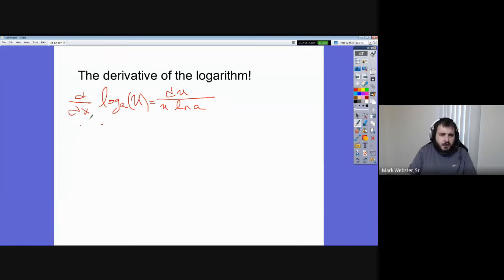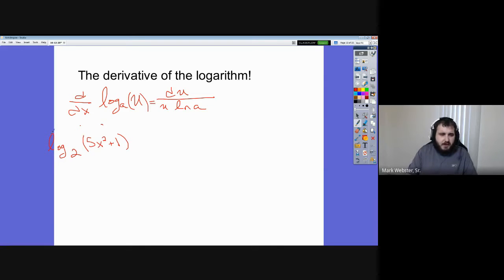I learned this notation today. LG is log base 2. I'm not going to use this ever again, but I learned it today, so I wanted to share it with you, because sharing is caring.